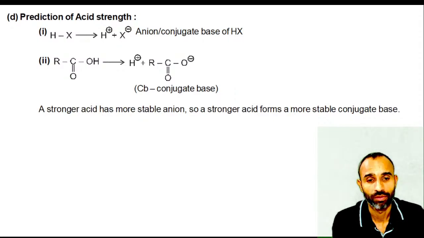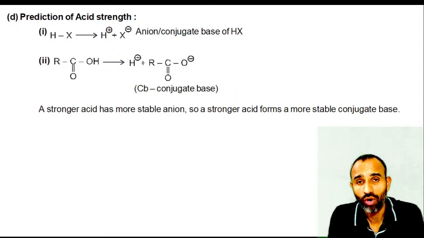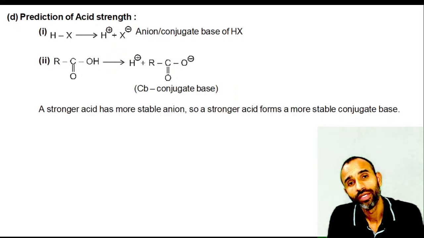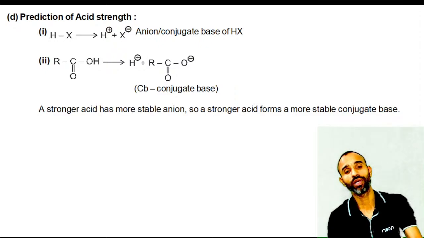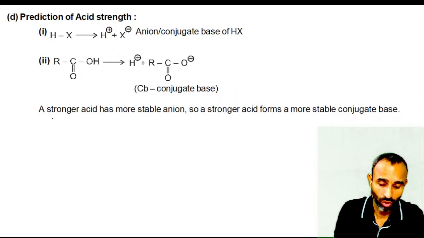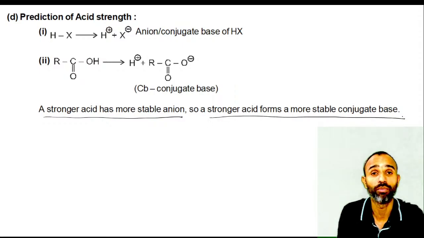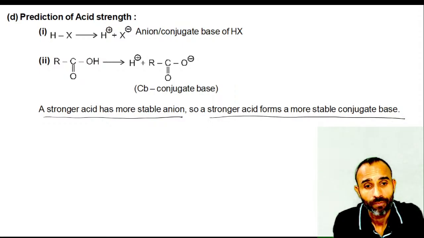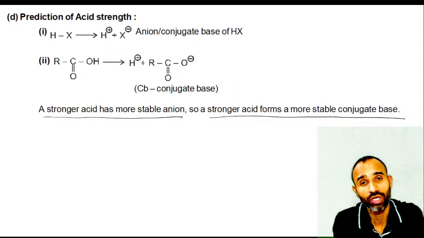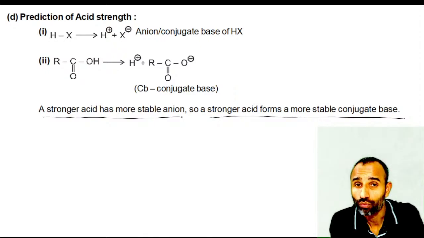So to predict acidic strength, we see the conjugate base of the acid, that is the anion. If the acid is strong, its anion should be stable, meaning after removing the H plus ion, the anion formed should be stable. So a stronger acid forms a more stable conjugate base. Means a strong acid has a weak conjugate base. A more stable conjugate base means it is a weak base.